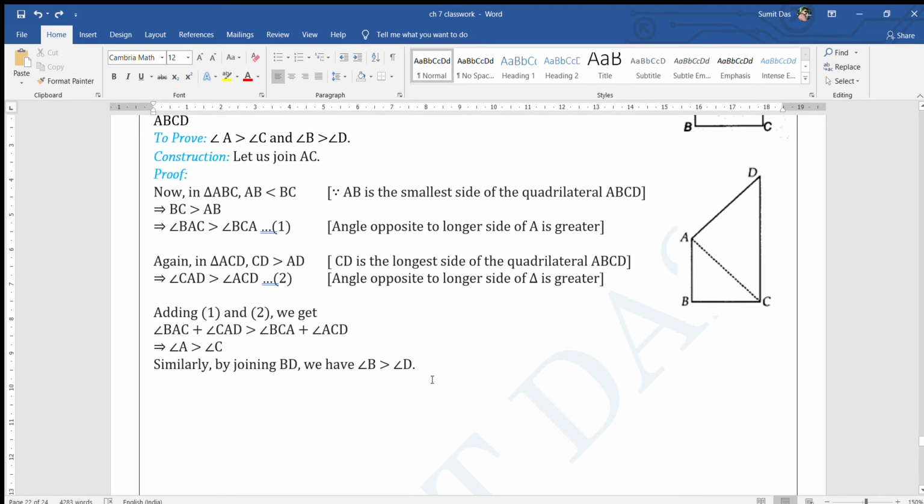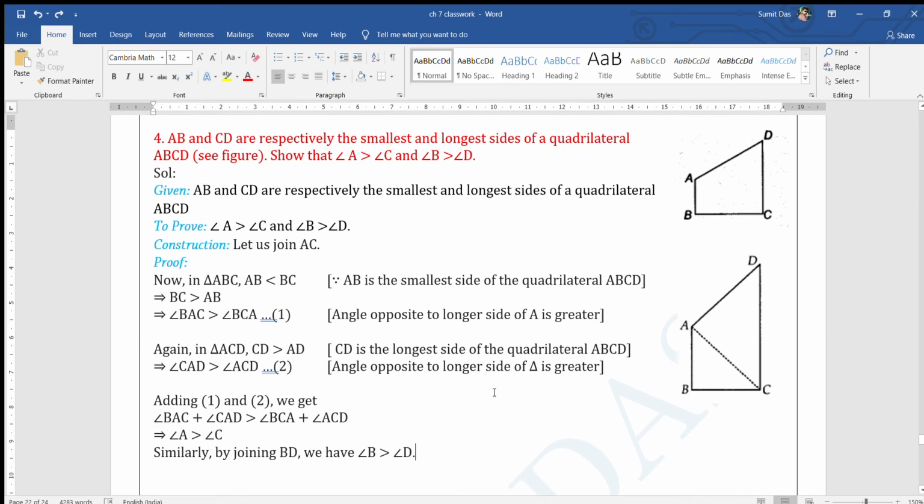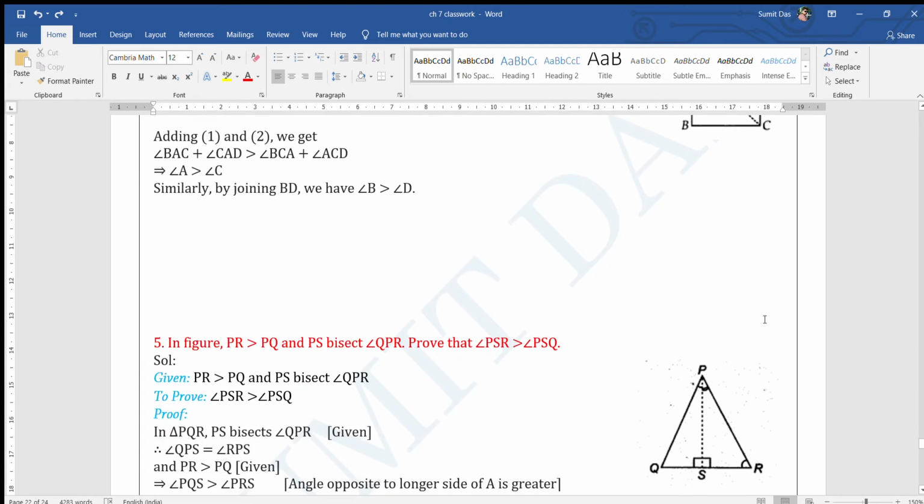Is it clear? In the exam, if this question comes, you can just write like this: similarly, by joining BD, angle B is greater than angle D. No need to explain further, because this question may come for 3 marks, and for 3 marks it is enough.